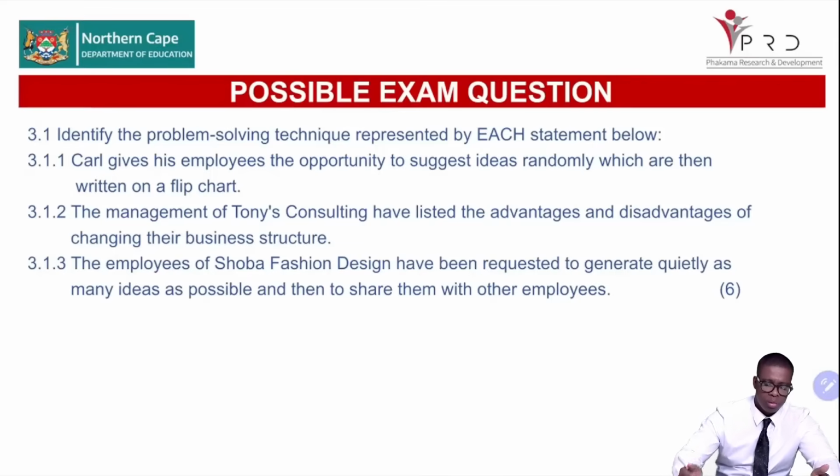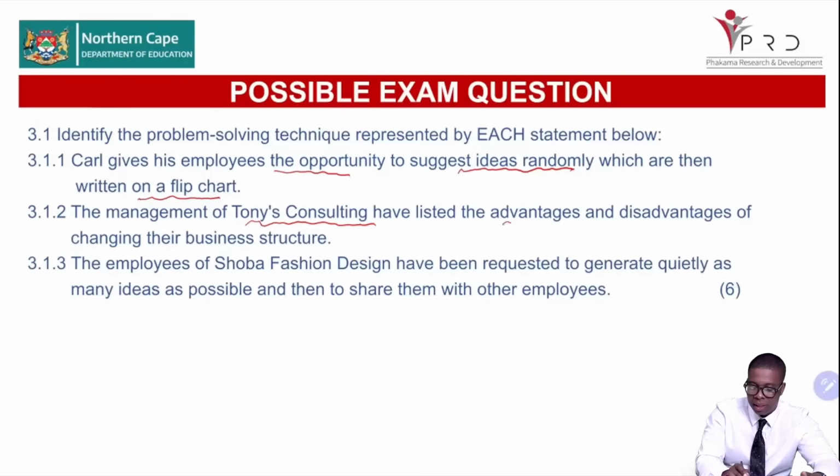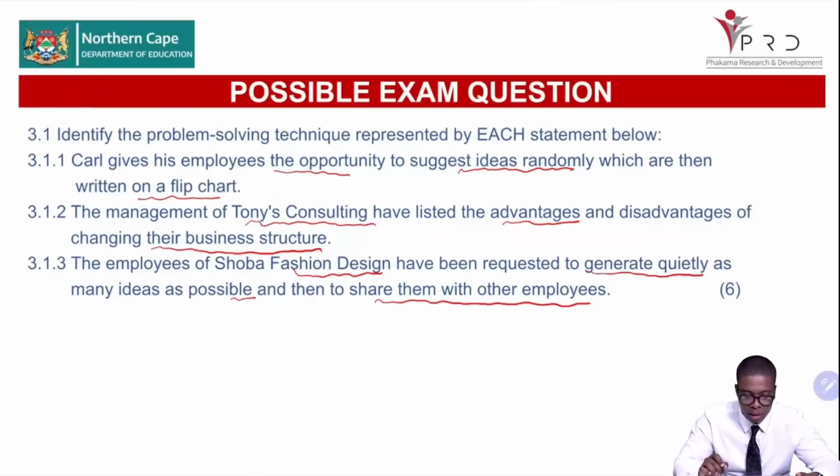So now, when you look into 3.1.1, it says, Carl gives his employees an opportunity to suggest ideas randomly, which are then written on a flip chart. And then another one is the management of Tony Consulting have listed advantages and disadvantages of changing their business structure. Then the employees of Shoba Fashion Design have been requested to quietly generate as many ideas as possible and then share them with other employees. Now, let us look into what I have done there.